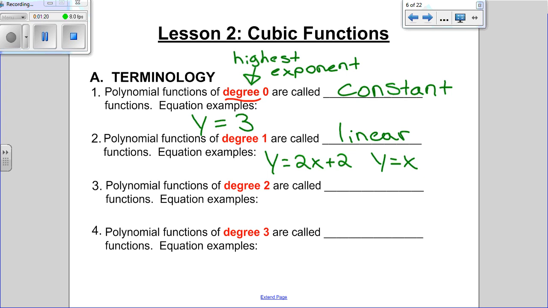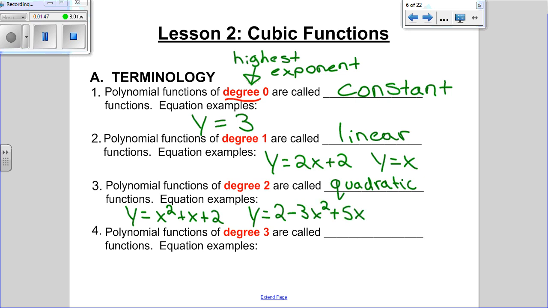If something's degree 2, we call that quadratic. Quadratic often looks something like this, but it could also just be reordered all crazy if you wanted. You could do something like this, and that would still be a quadratic because the highest exponent is only a 2. That is all grade 11.